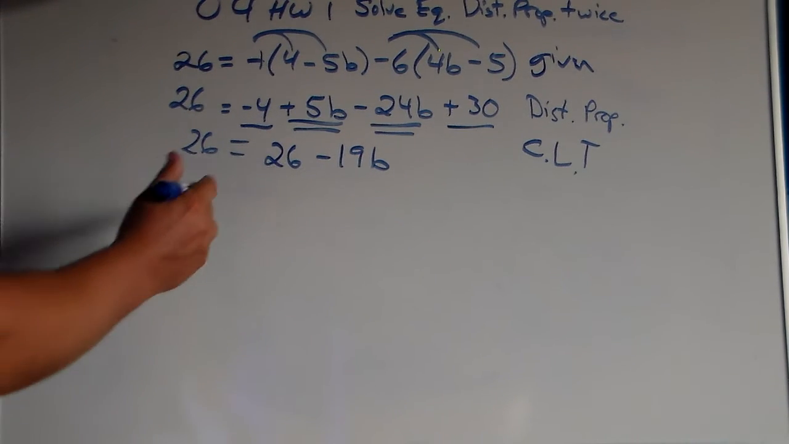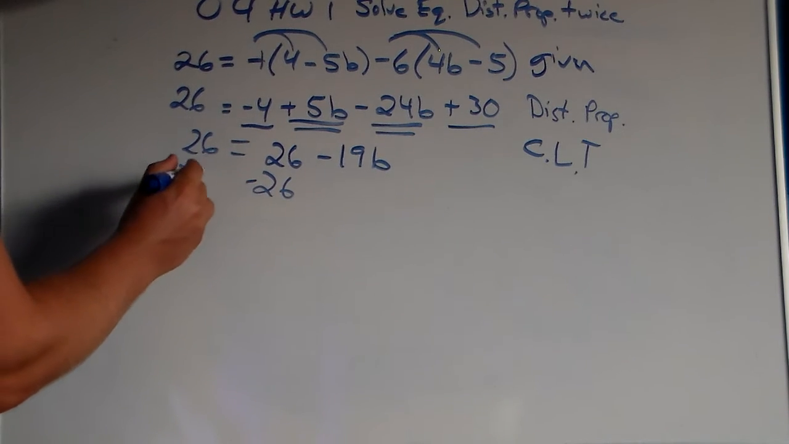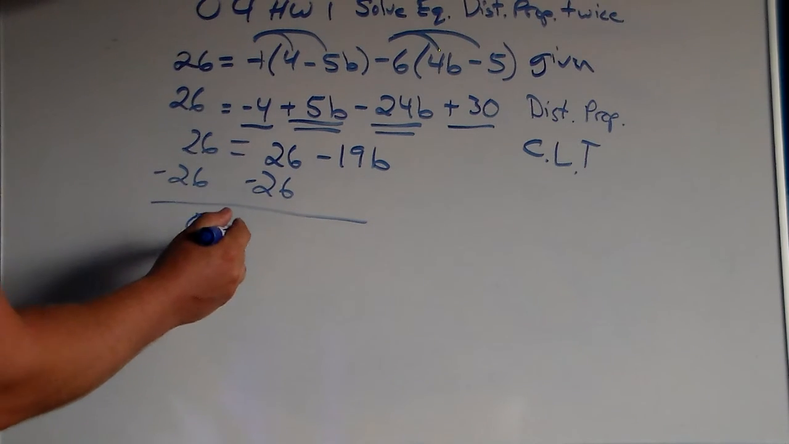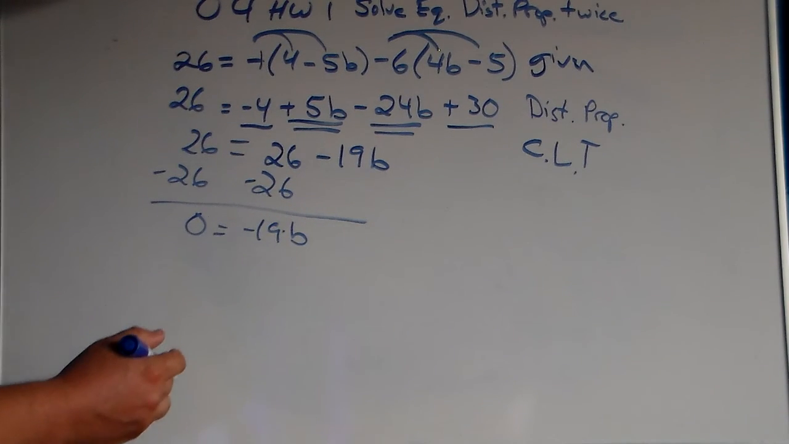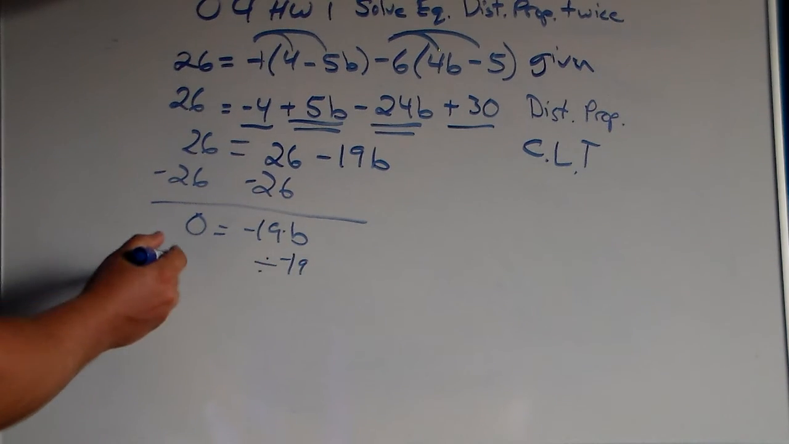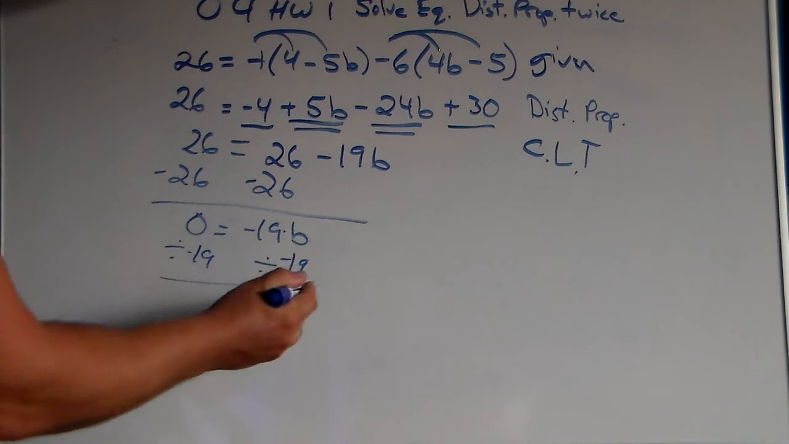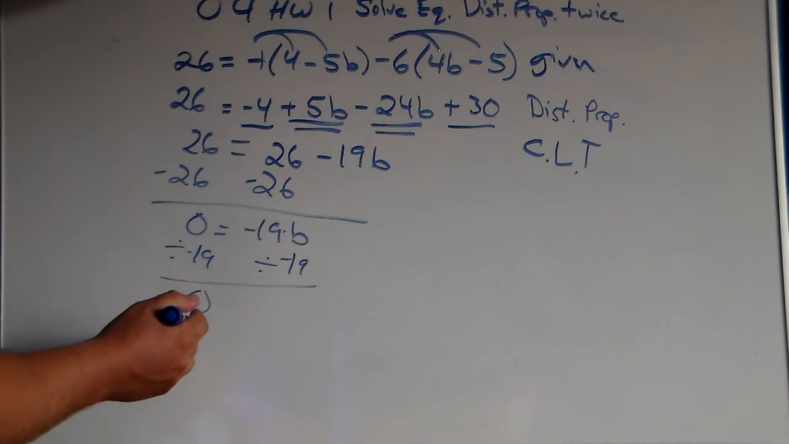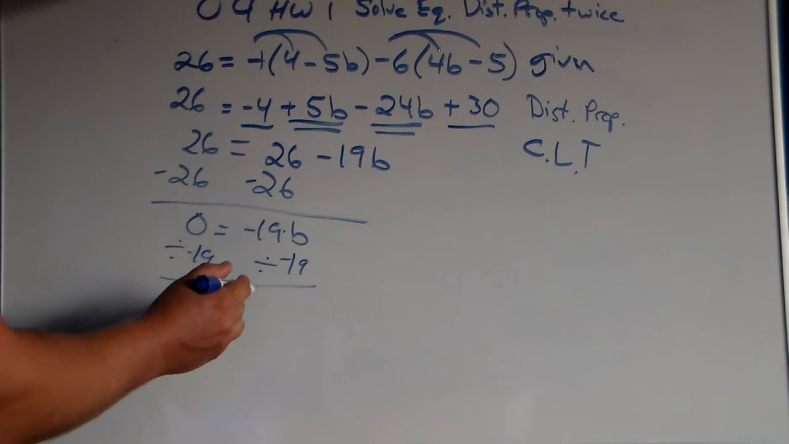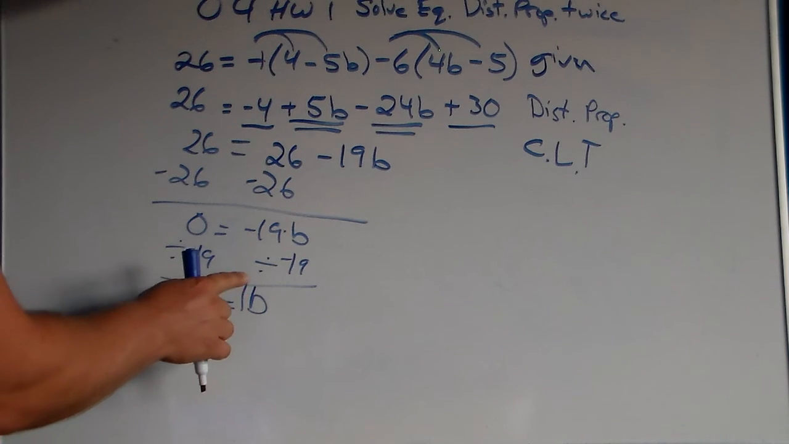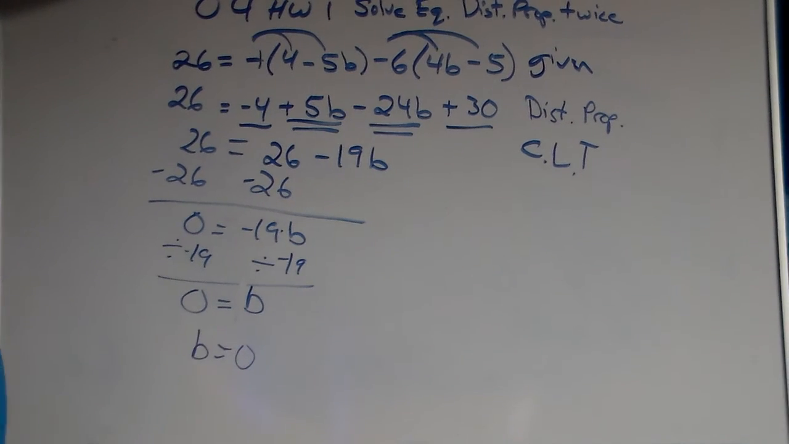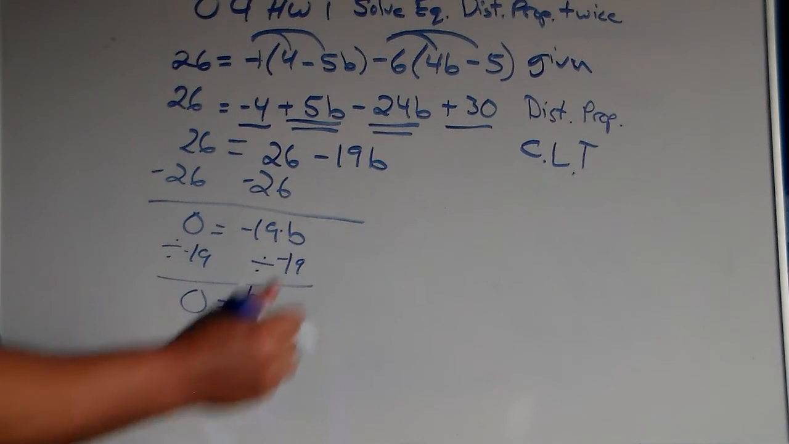Next up, we subtract 26 from both sides. 26 minus 26 gets us 0. So you have negative 19 times b equals 0. Divide by negative 19 to both sides. 0 divided by negative 19 is 0. Negative 19 divided by negative 19 gets us 1. So we have 1b, and we don't really have to even write that 1. It's just b equals 0. And that's our answer.